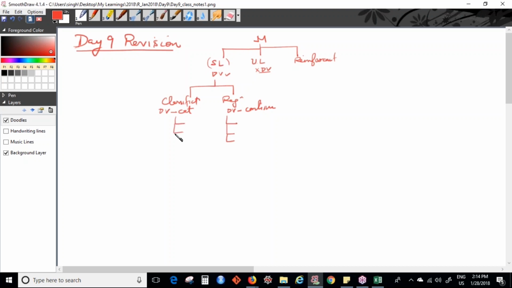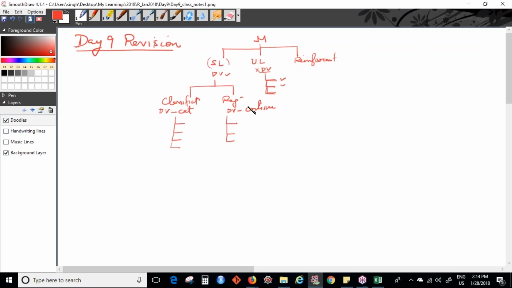Within regression there are many algorithms. Similarly, within classification there are many algorithms, and the same goes true for unsupervised learning also. So there are no more classes within unsupervised learning. Straight away under unsupervised learning you will have some algorithms. We will see two of them later.